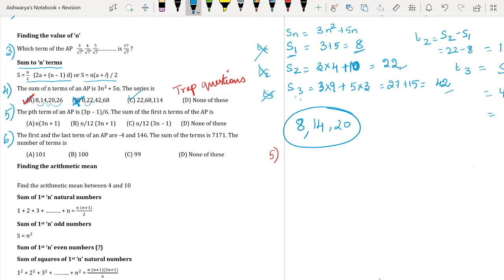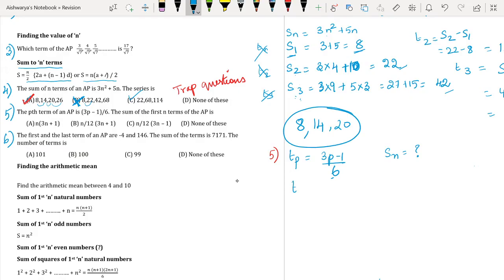So let's go to the next question, Kamalashri. Yes, ma'am. The pth term of an AP is Tp = (3p - 1)/6. The sum of the first n terms of the AP, Sn, is equal to what? So they have given you the pth term. How will you find Sn, the sum of n terms in this AP?